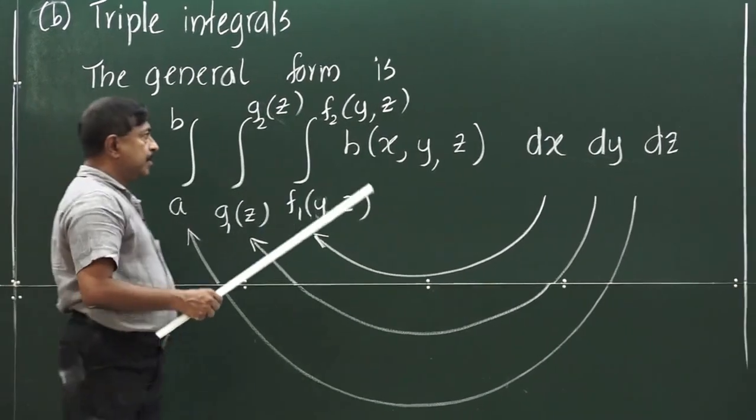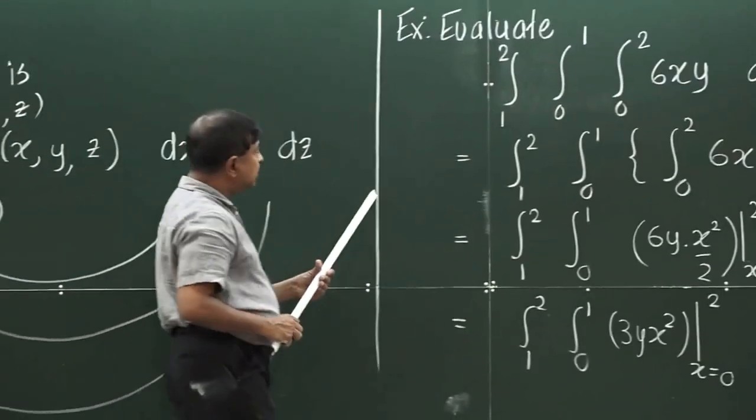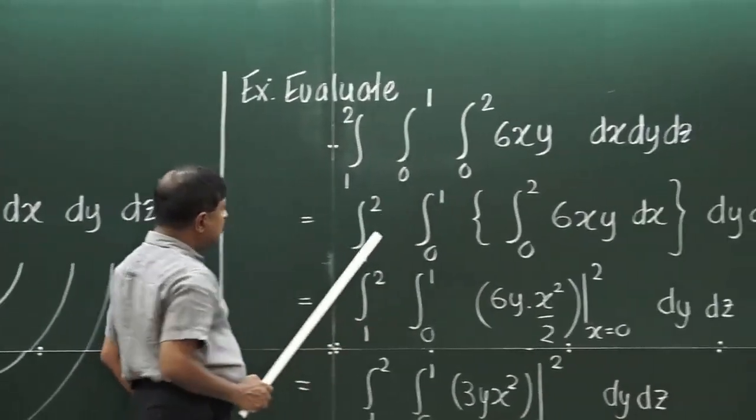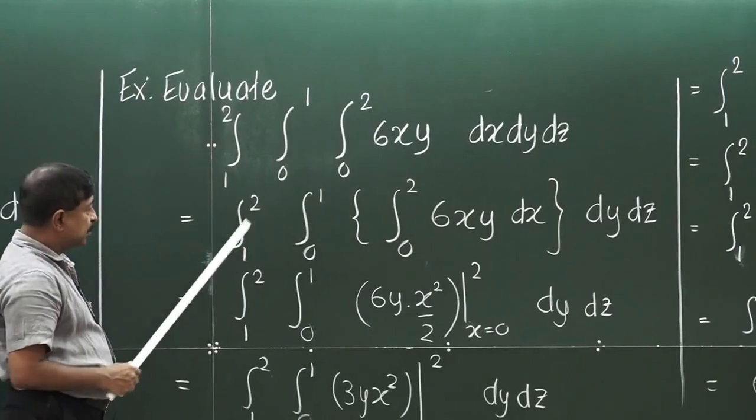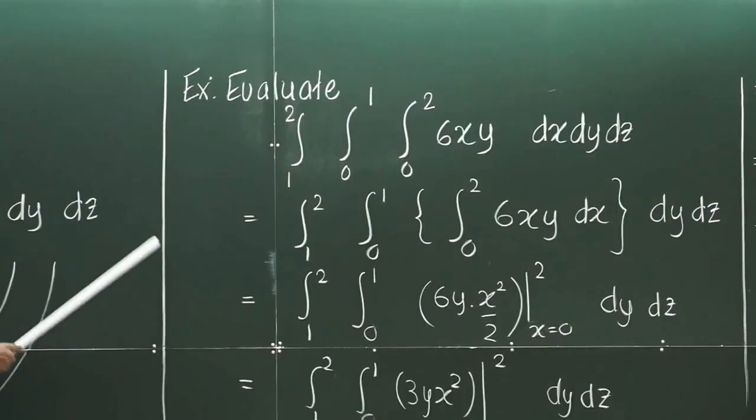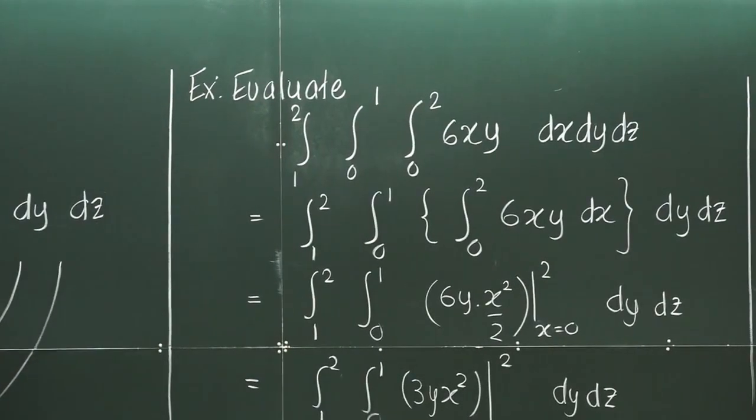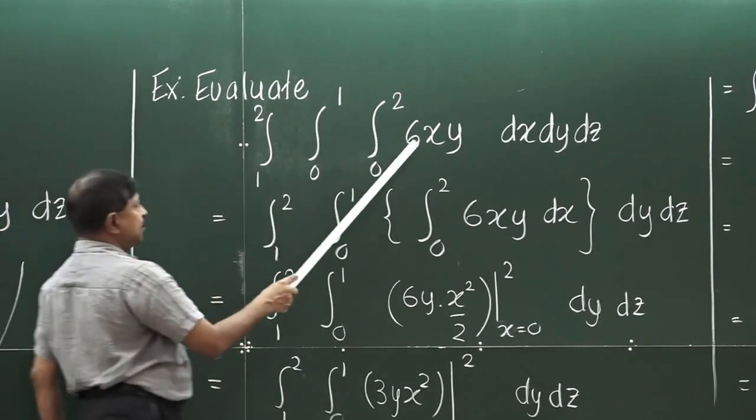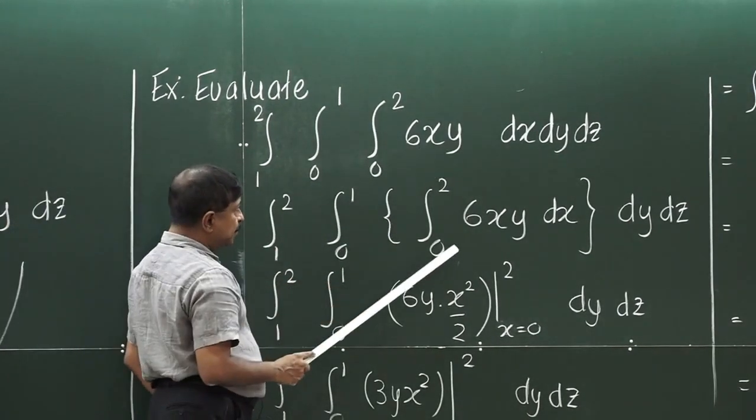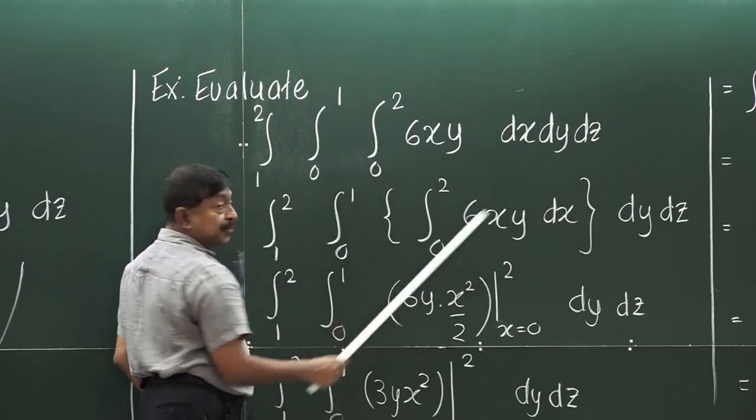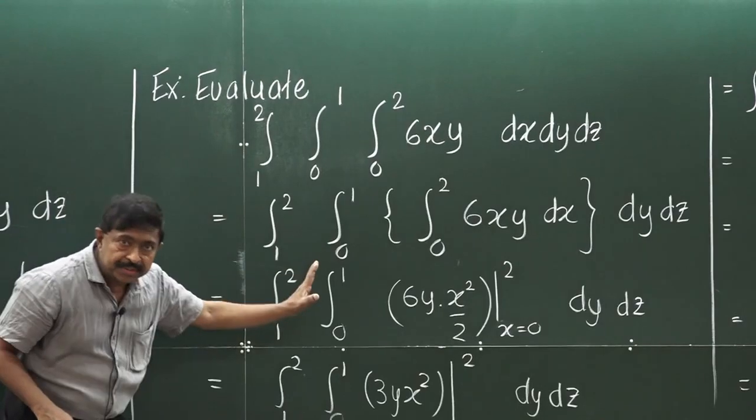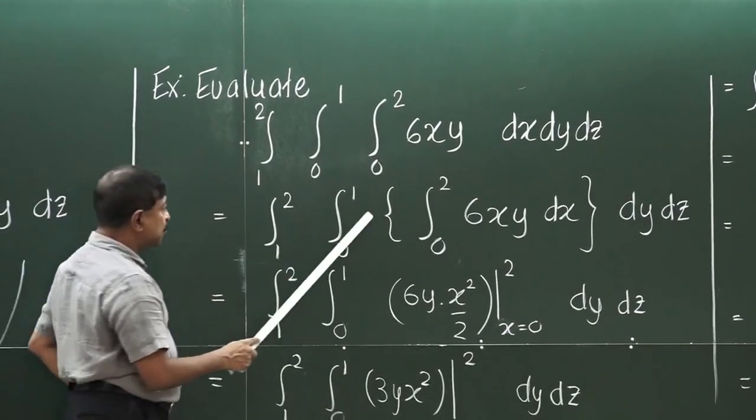Okay. Now, we will consider a couple of examples. Let us evaluate this one. Here you can see all the limits are constants. For the sake of clarity, I considered a simple example. So, the integrand has both x and y. First, use a pair of braces just for the sake of clarity. It is not a necessity, it is not a must, but for the sake of clarity I use this one.